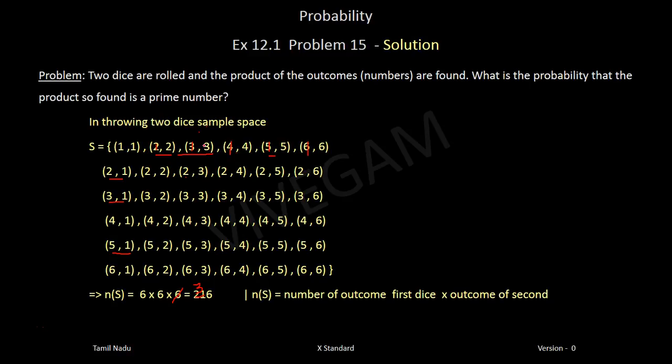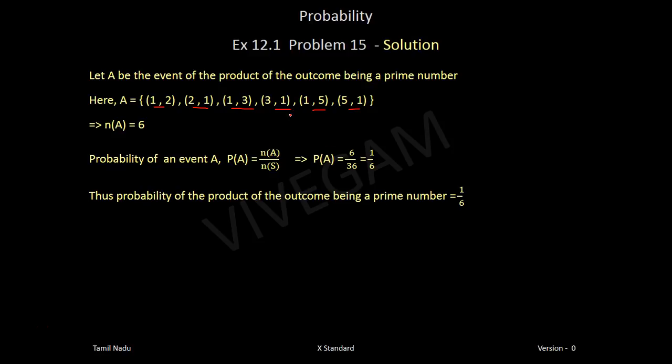So, okay, I'll mark it on top. 1, 2, 1, 3, 1, 5, 2, 1, 3, 1, 5, 1. So 1, 2, 3, 4, 5, 6. So altogether 6 outcomes are there which are favorable for the event A. So n of A equal to 6. So probability of event A is n of A divided by n of S, that is equal to 6 by 36, that is 1 by 6.